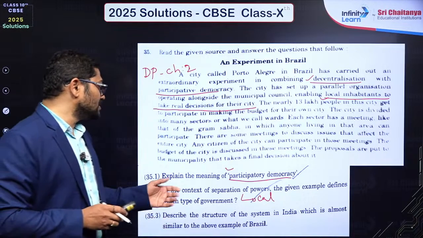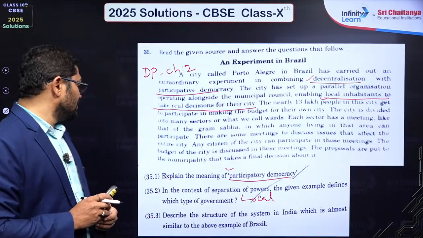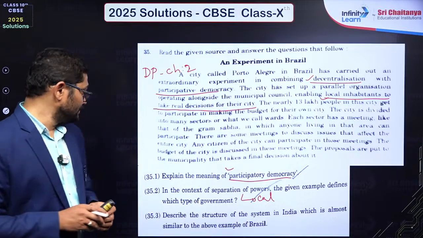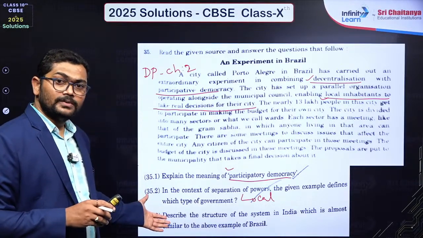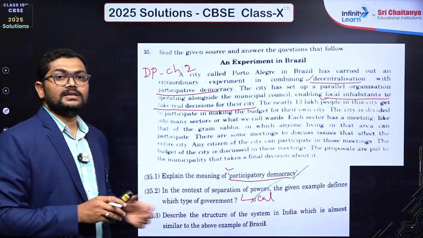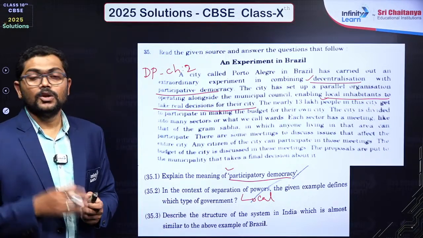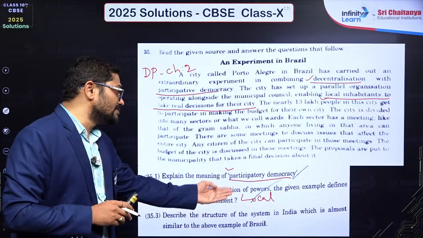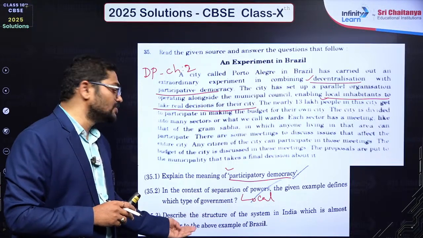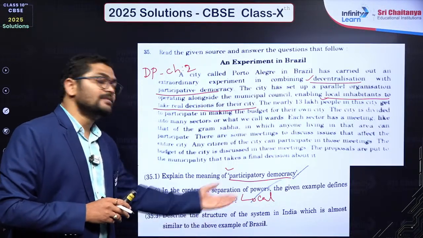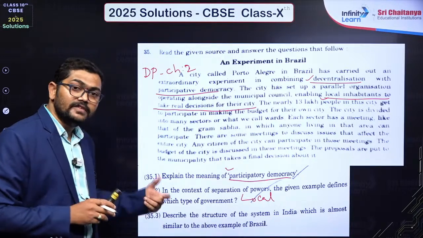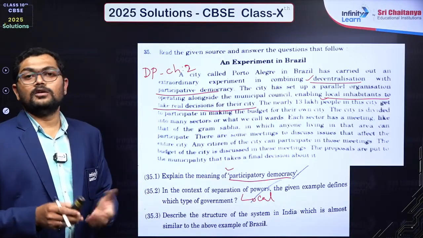Next, describe the structure of the system in India which is almost similar to the above example of Brazil. So we need to write about the decentralization that happened in India or the local governments in India. So they are asking the structure of the system in India which is almost similar to the above example of Brazil. So for this question 35.3 we need to write about the local governments in India.